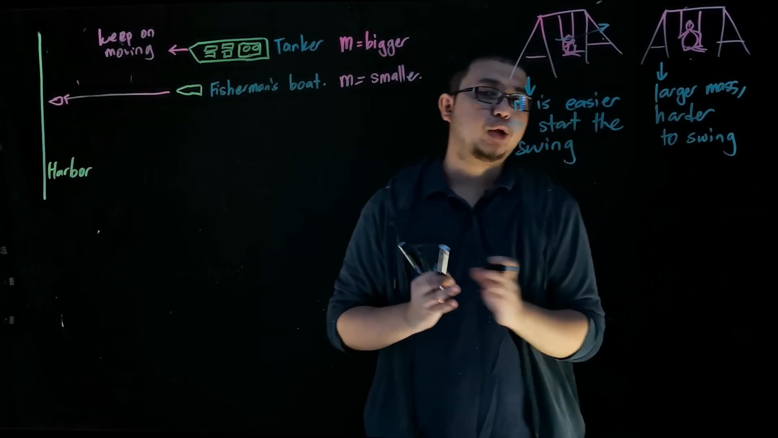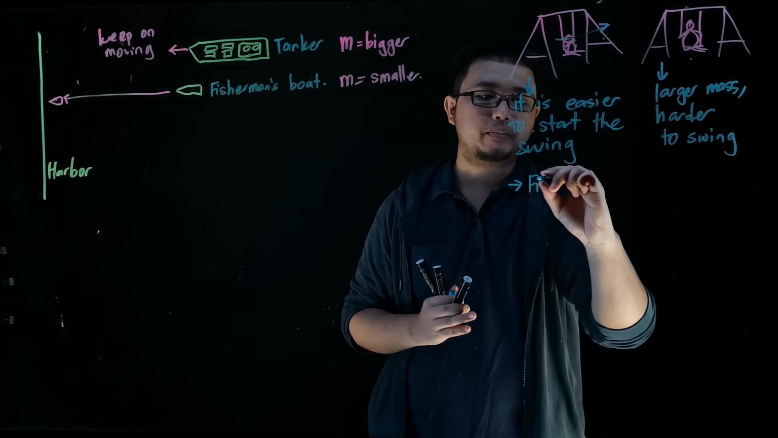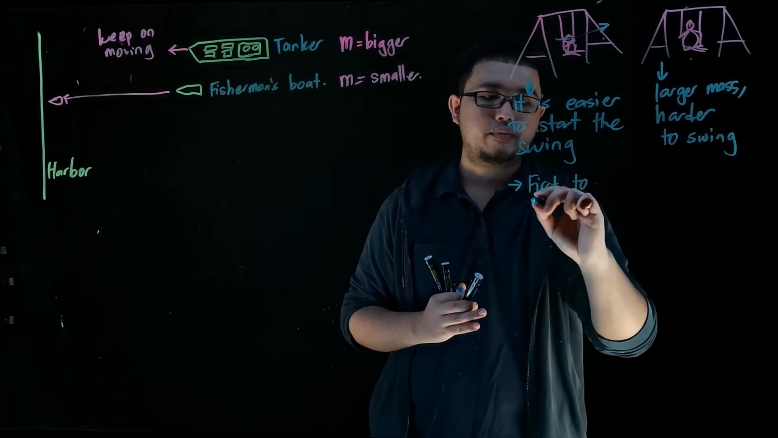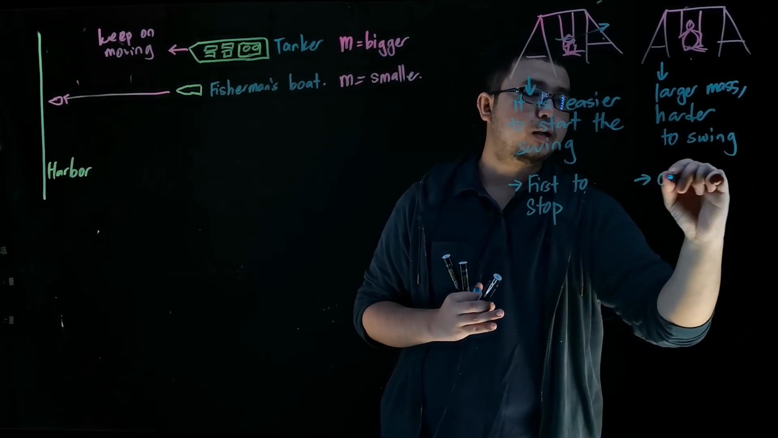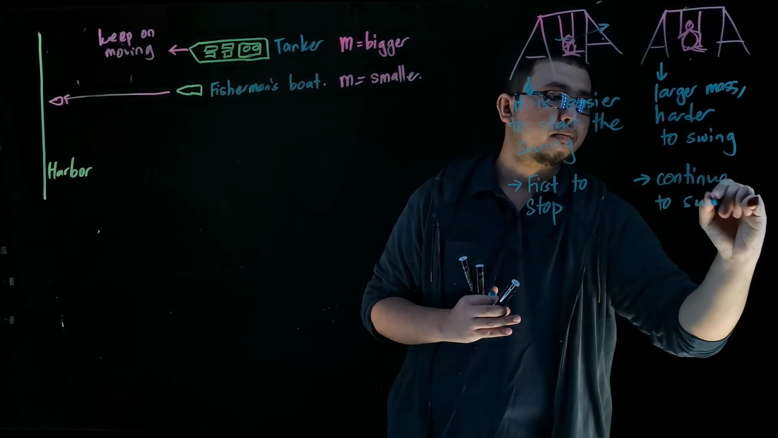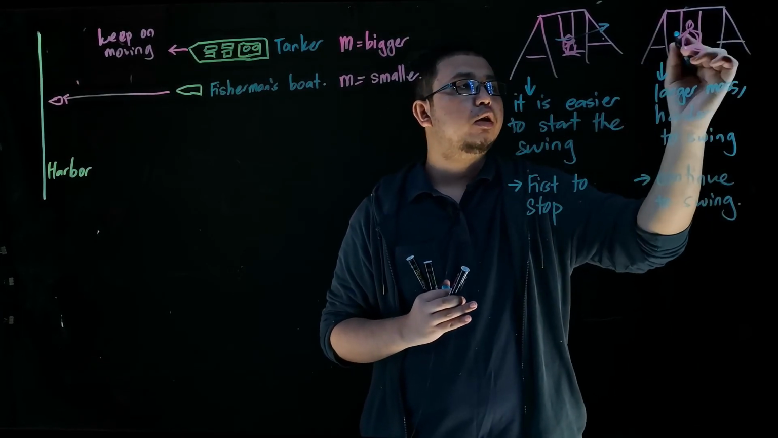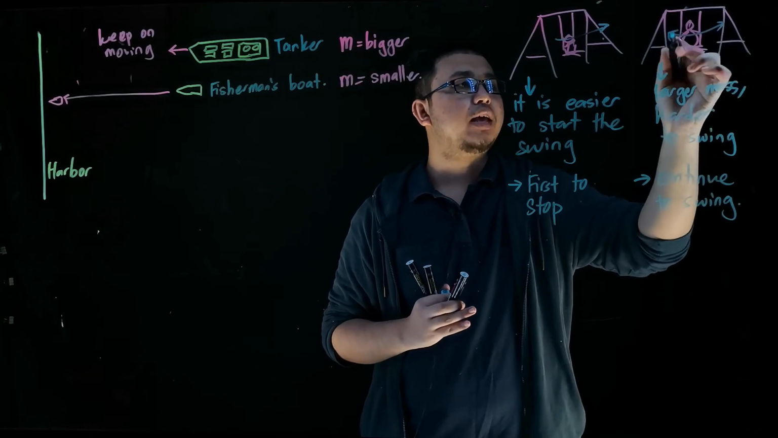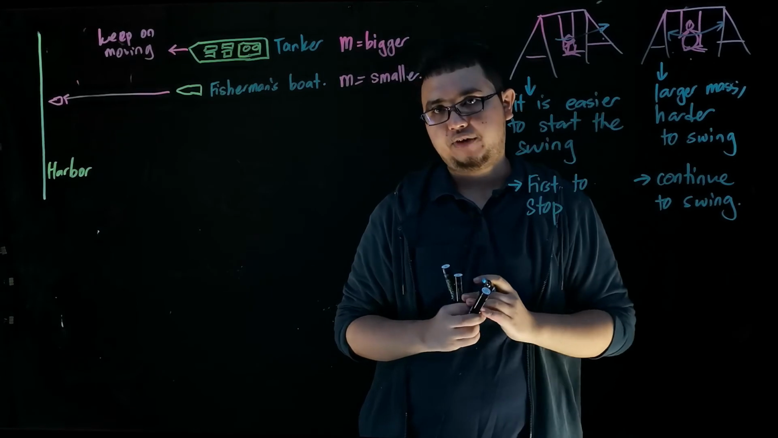but as we look further, what happened here? This is the first to stop. On the other hand, his friend will continue to swing because the effect of inertia will allow the boy to keep on having a bigger oscillation than his friend.